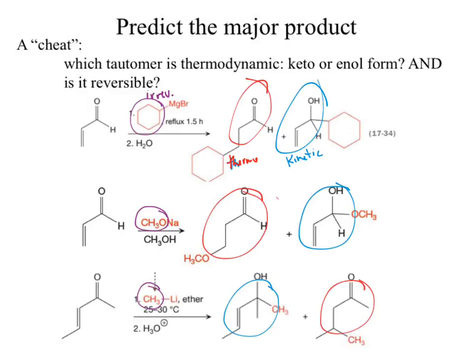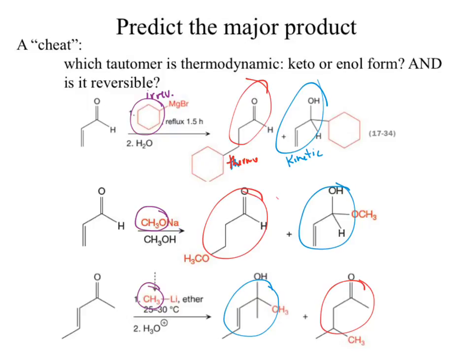Okay. So our first cheat method. Keto or enol form. Our ketos are thermodynamic. So in the first one, red circled is thermodynamic. The blue one is our kinetic. In the next one, keto versus our enol. Our red one is our thermodynamic. Blue one is our kinetic. Look at that. I got tricky on that last one. That was totally unintentional, but I'm glad I did that.